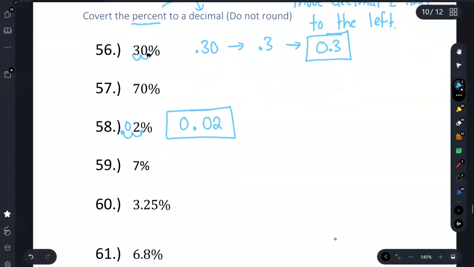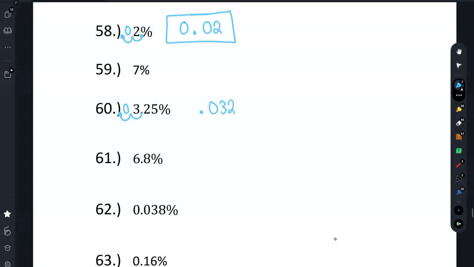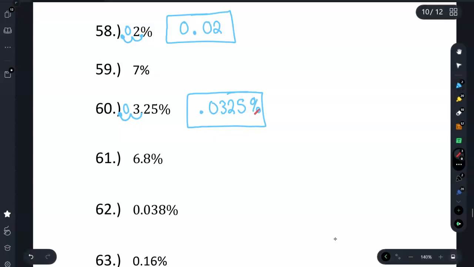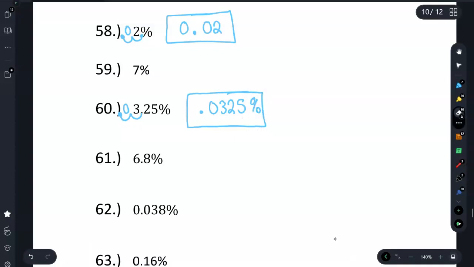Number 60, once again, I'm still grabbing the decimal and moving it 2 times to the left. So I need to add another 0, so I have 0.0325. And once again, I said this when we were going from a decimal to a percent. A common mistake I'll see here is people will leave the percent sign, which would be completely incorrect. You don't want to leave the percent sign. When we move the decimal, we're changing it from a percent to a decimal. There is no more percent sign.